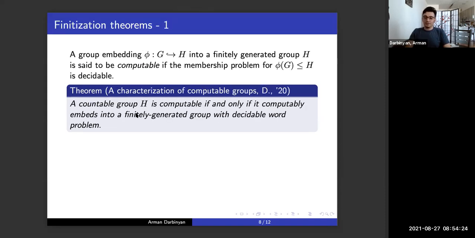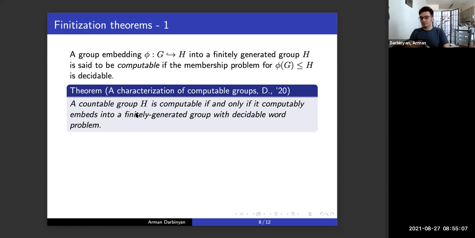The other type of results in these directions that I would like to mention is the so-called finitization theorems. So what do I mean by finitization theorem? Basically, the questions that I mentioned and the results that I mentioned above are results that are interesting in the context of computability theory and not only in the context of geometric group theory. By finitization theorems, I mean a cluster of theorems that bring the concepts from computability theory into the context of geometric group theory.